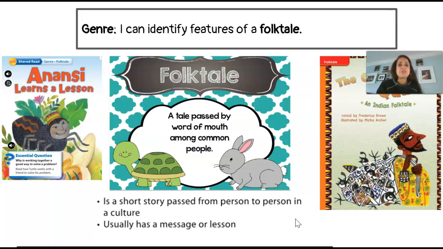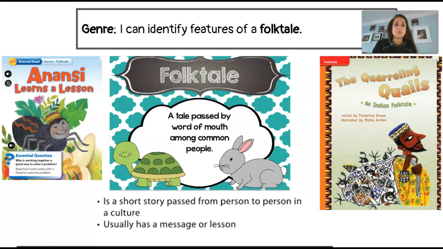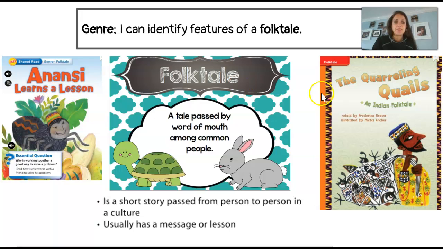I can identify features of a folktale. Well, let's think of what a folktale is. Two folktales that we are going to read this week are Anansi Learns a Lesson and The Quarreling Quails, an Indian Folktale. Well, I love this title because this title right here, Anansi Learns a Lesson, tells us exactly what a folktale is. A folktale teaches a lesson.